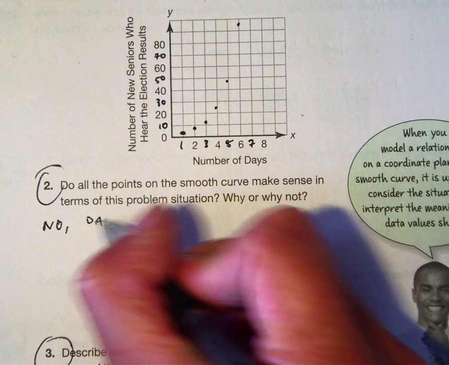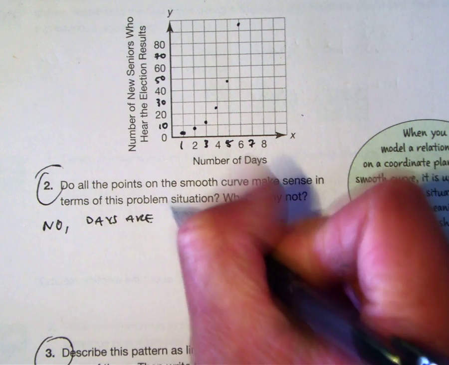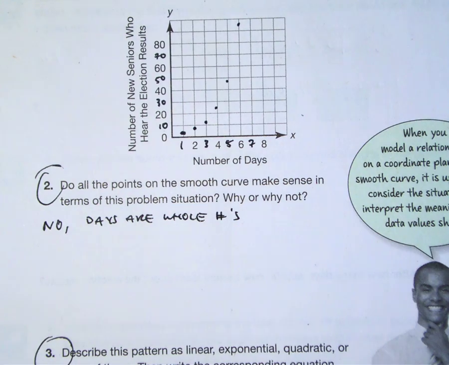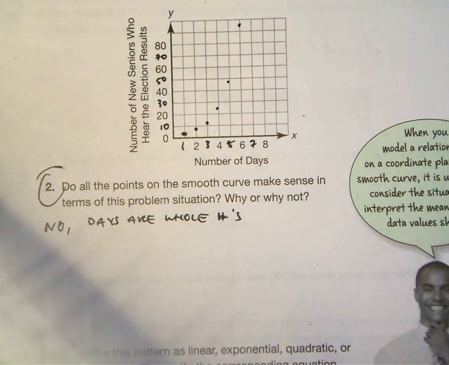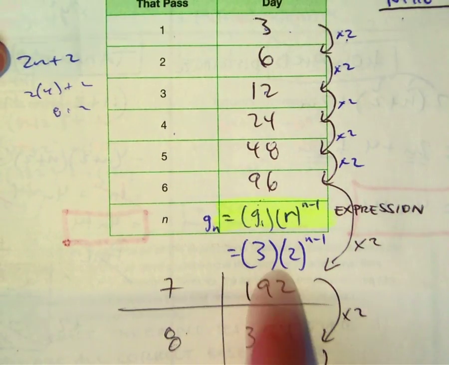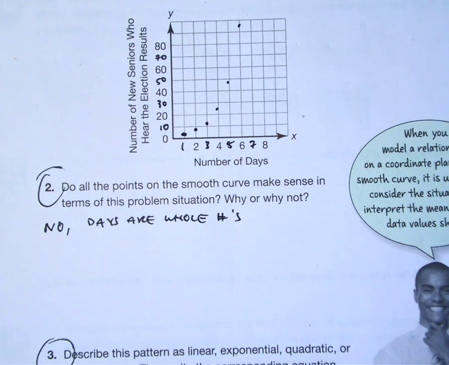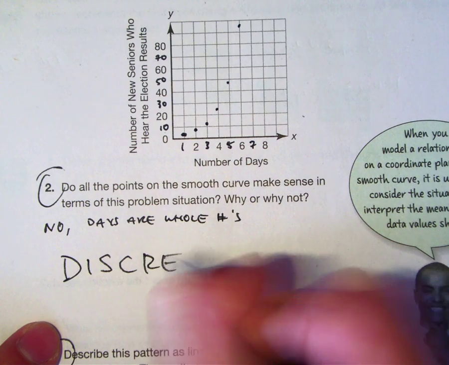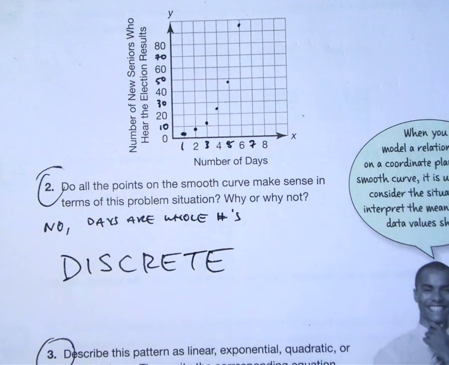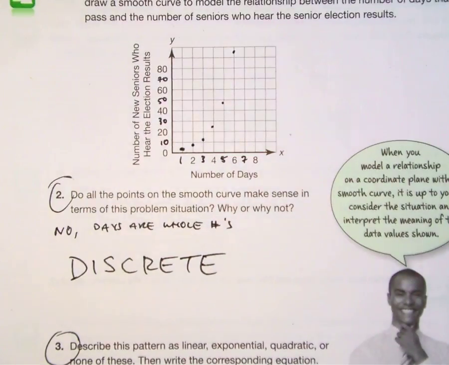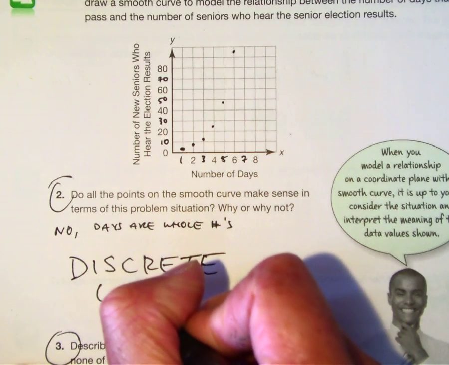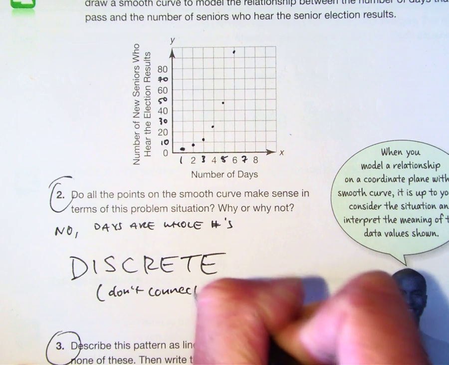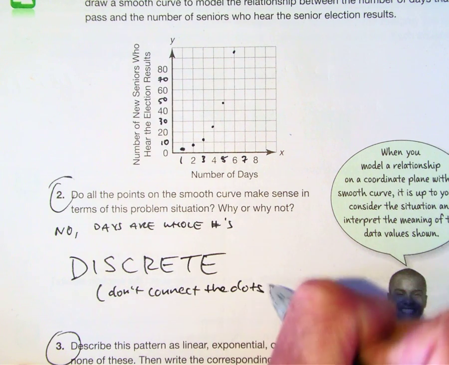Days are whole numbers. Now, if you actually put this into your graphing calculator, you will get a graph. But here, they're kind of just talking about the idea called discrete. Everyone say discrete? You might remember that word back from Math 3. And that basically just means do not connect the dots. Or points.